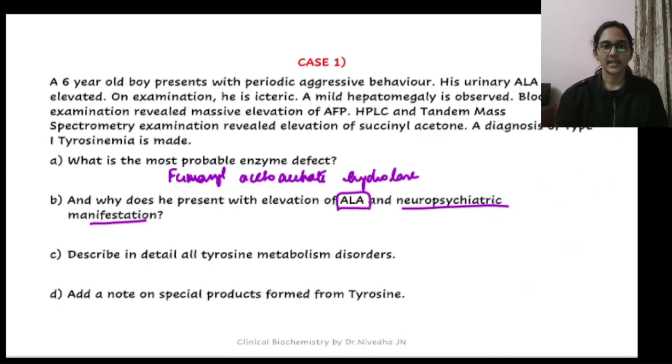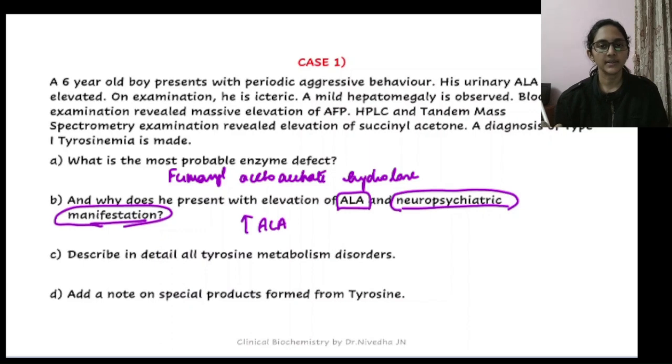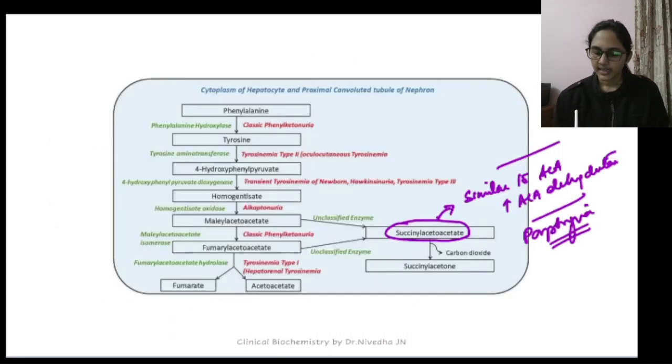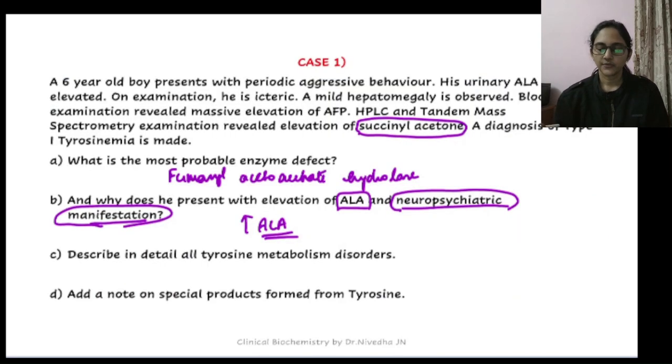So since there is more ALA, there are more neuropsychiatric manifestations. Why? Because if ALA is elevated, what will happen? It causes neuro manifestations like anxiety and hallucinations. Psychiatric manifestations are more prominent in elevated levels of ALA, and that is because of accumulation of succinyl acetone. And from where does this succinyl acetone come from? The enzyme that is defective is fumaryl acetoacetate hydrolase, and that will elevate the level of fumaryl acetoacetate in your blood. So that will lead to more production of succinyl acetone. This is what is happening here in this case of type 1 tyrosinemia.